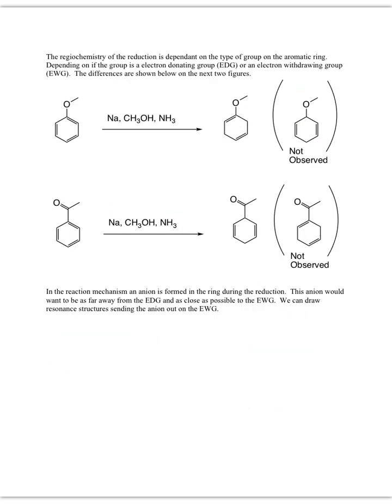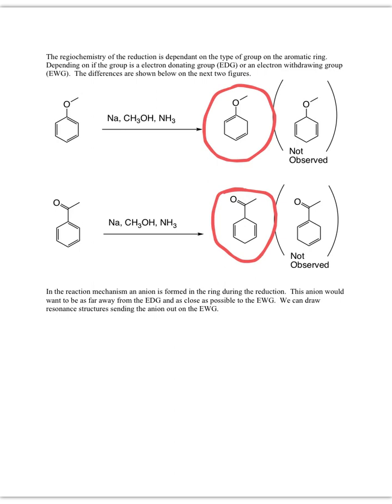So if we have a functional group off of it, if we have a donating group, the only product we form is with the oxygen off of the double bond. If we have a withdrawing group, the only product we form is with the carbonyl off of the carbon that would have the double bond.